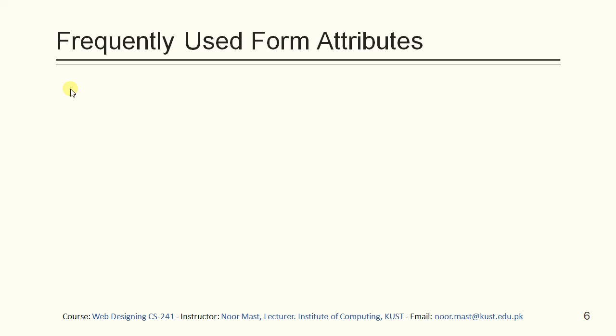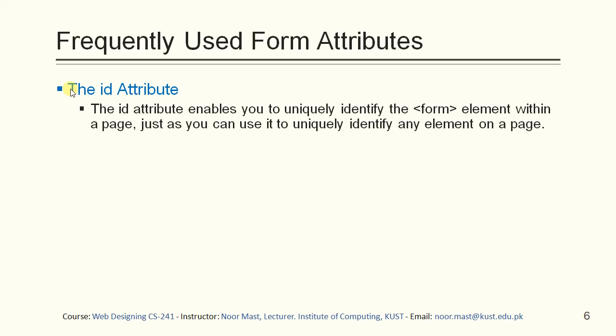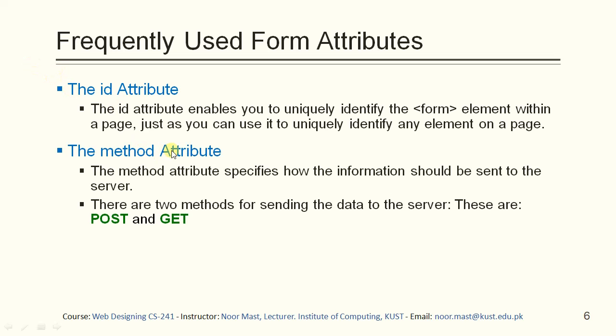Frequently used form attributes. The ID attribute. The ID attribute is used to uniquely identify the form element on the page. Thus, it is not allowed to use the same ID more than one time on the same page. The method attribute. The method attribute specifies how the information should be sent to the server. There are two methods used for this purpose: the post and get methods.